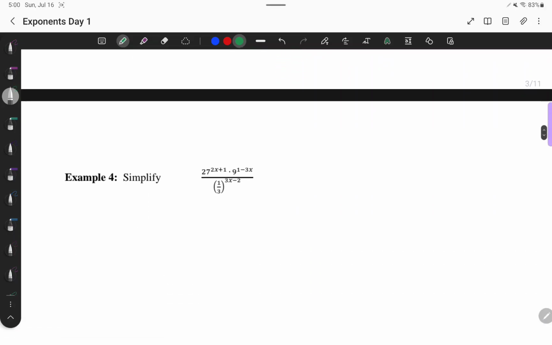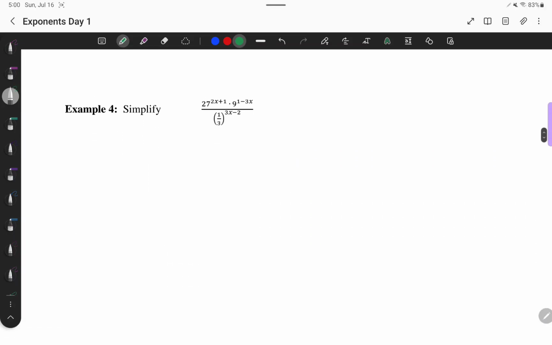All right, next one. Similar concept for this one. This time our bases are 27, 9, and 1/3. So the difference here is 1/3, and again we just need that little reminder that 1/3 is the same as 3 to the power of negative 1. So keeping that in mind, see if you can solve this one. Pause the video and then come back to check your solution.